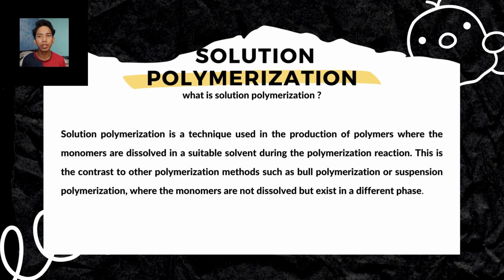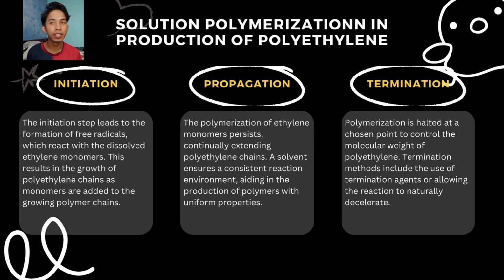So the typical steps for solution polymerization of ethylene include initiation, propagation, and termination. For initiation, the step leads to the formation of free radicals which will react with dissolved ethylene monomers. For propagation, the polymerization continually extends polyethylene chains with uniform properties. For termination, polymerization makes it hard to control the molecular weight of polyethylene.